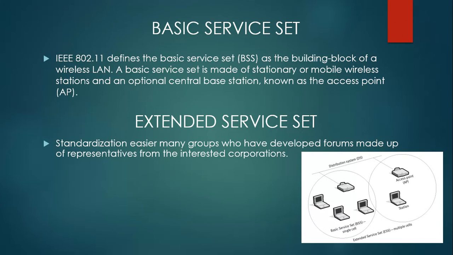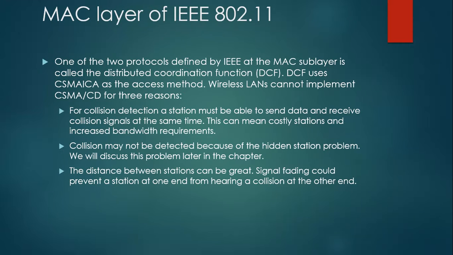And then we'll talk about the MAC layer of IEEE 802.11 and also the framework. One of the two protocols defined by IEEE at the MAC sublayer is called the distributed coordination function. This distributed coordination function uses CSMA/CA as the access method. Wireless LAN cannot implement CSMA/CD for the below 3 reasons.